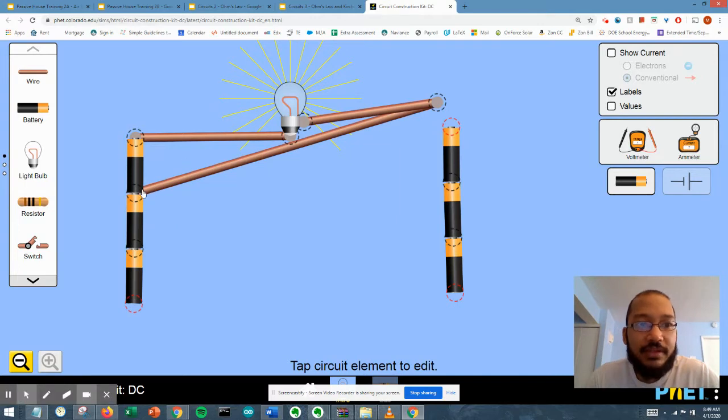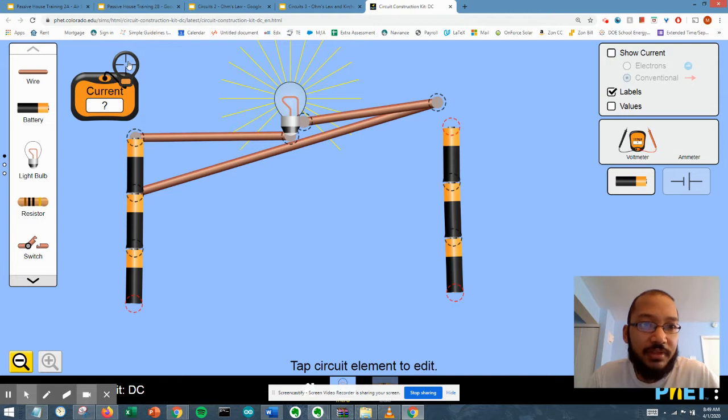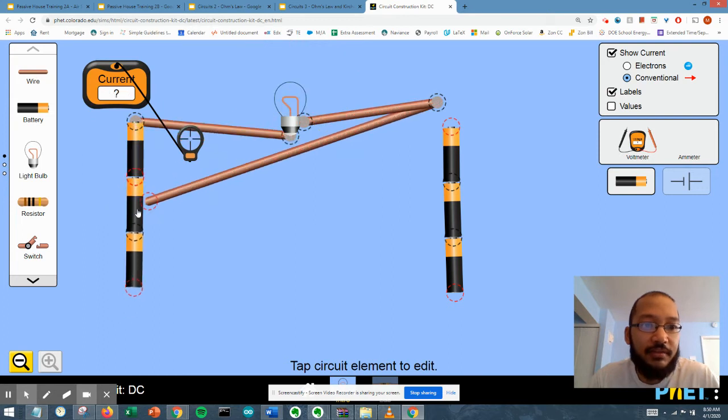What I have right now is one battery hooked up to a light bulb, and it's just the one battery on a loop. If you visualize the current, this is the flow of charges, and I can use an ammeter. This isn't an actual ammeter, it's kind of just cheating by seeing through the wires. And you can see that the current right now is that. If I was to add another battery here, what do you think would happen?